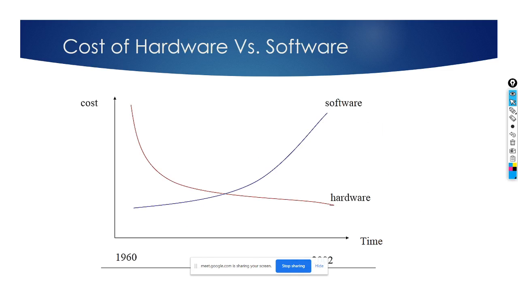Then the cost of hardware versus software. When it comes to cost, hardware is getting less and less costly, cheaper and cheaper. But software is getting more and more expensive. The reason is, to develop software we need a lot of talented skills. I am not saying that to develop hardware you don't need such talent, of course you do, but once you design it, we can automate it, right?